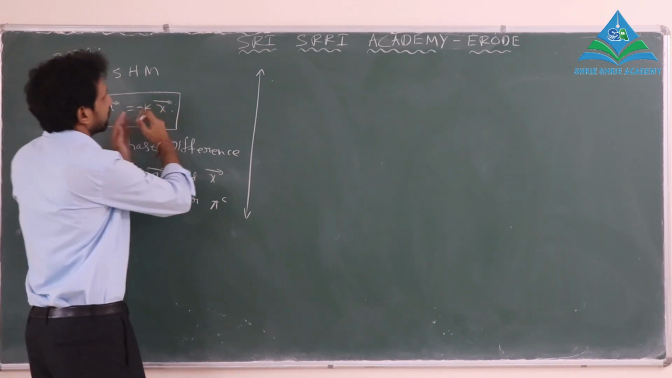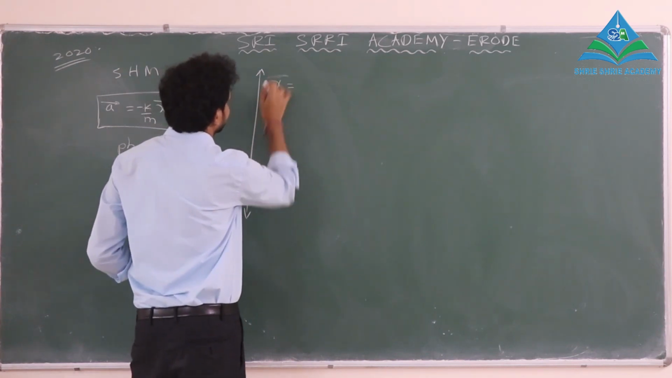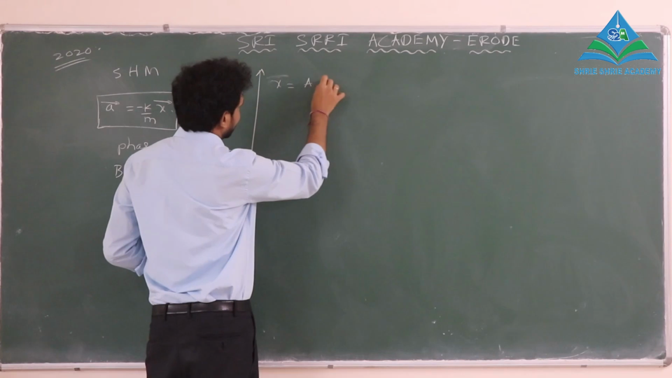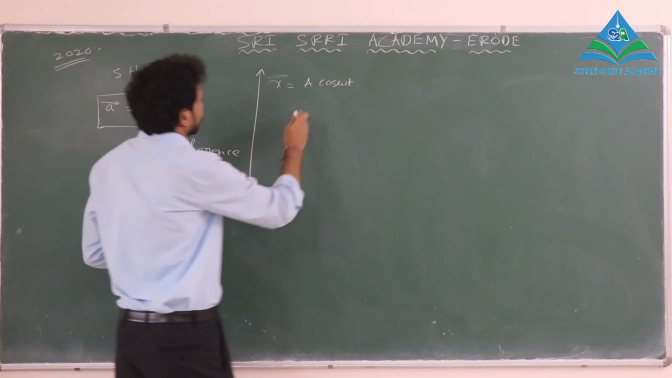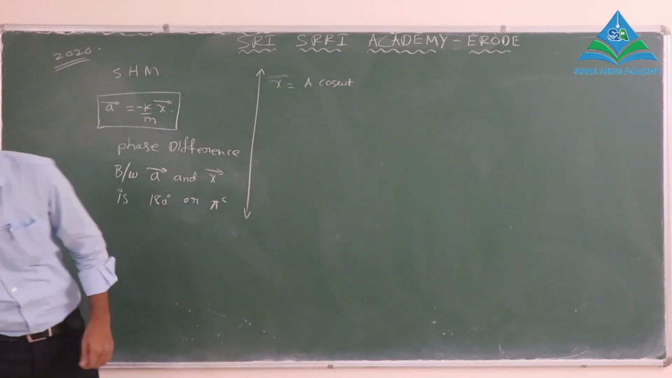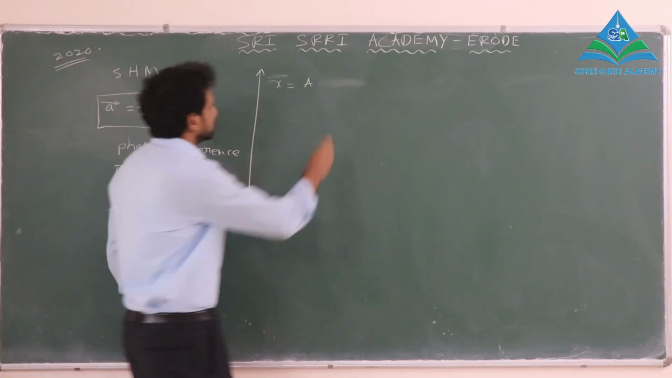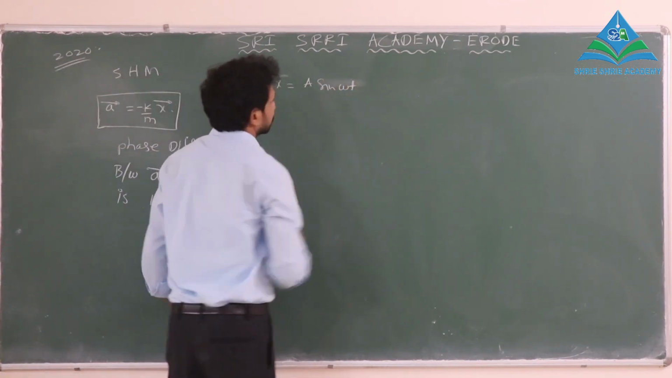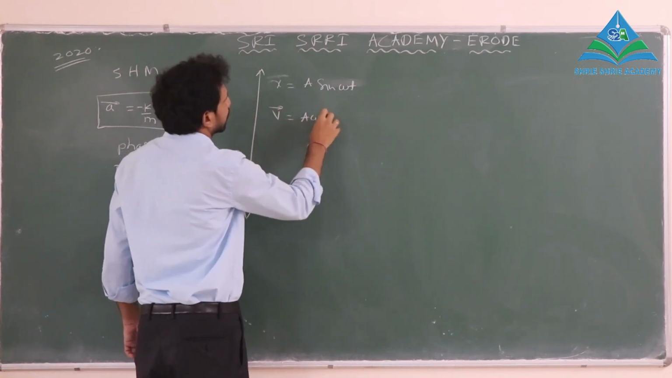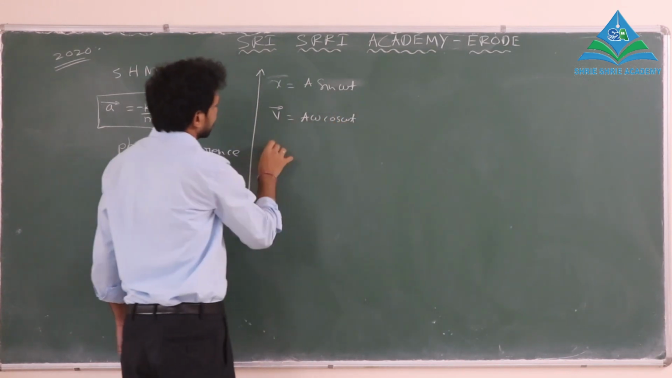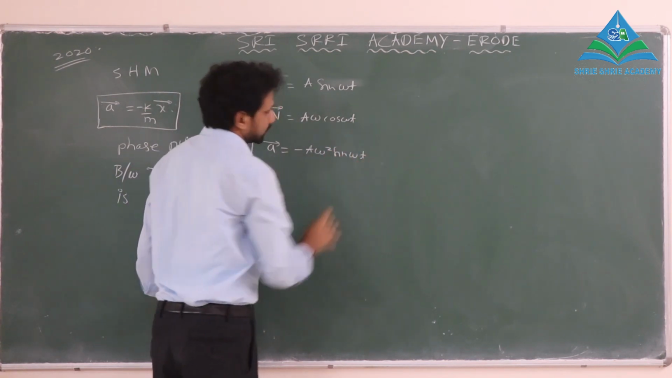But if you answer this same question mathematically, for example, if I consider the displacement of a particle x equals the general formula A cos omega t, or to be more clear, A sin omega t, if it is starting from the mean position. Then velocity is going to be A omega cos omega t, and acceleration is minus A omega square sin omega t.